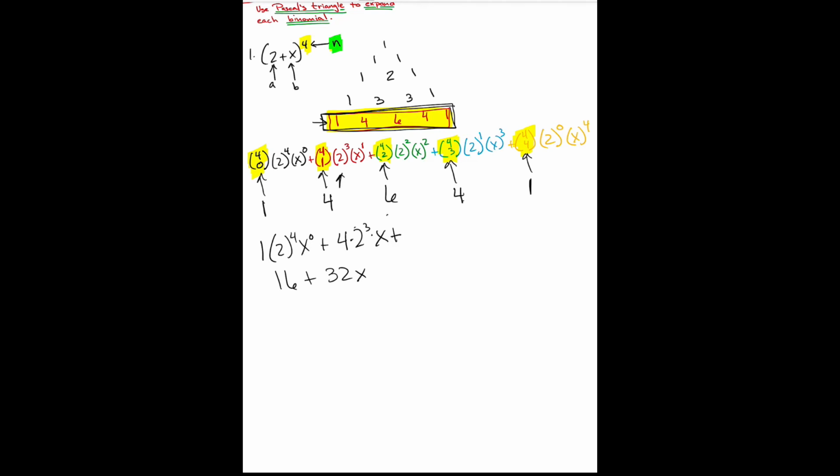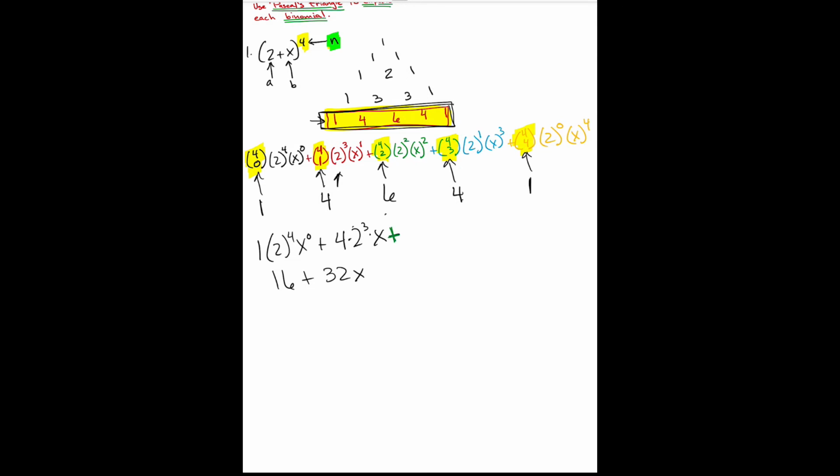And then my next term, let me go with the colors that I chose there. My next term is going to be my 6 coefficient times 2 to the 2nd, which is 4, times x squared. That's 24x squared. And then my next term is plus a coefficient of 4 times 2 times x cubed, that's 8x cubed, and then finally plus, I have a coefficient of 1 times 2 to the 0 is 1 times x to the 4th is x to the 4th. And there it is. There is my expanded polynomial using Pascal's triangle.